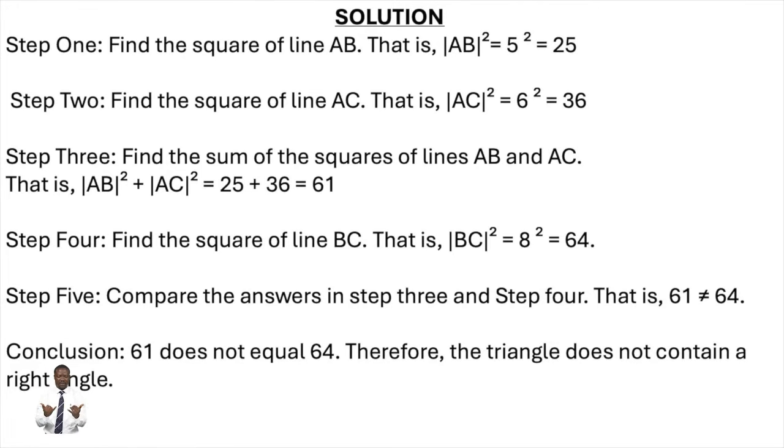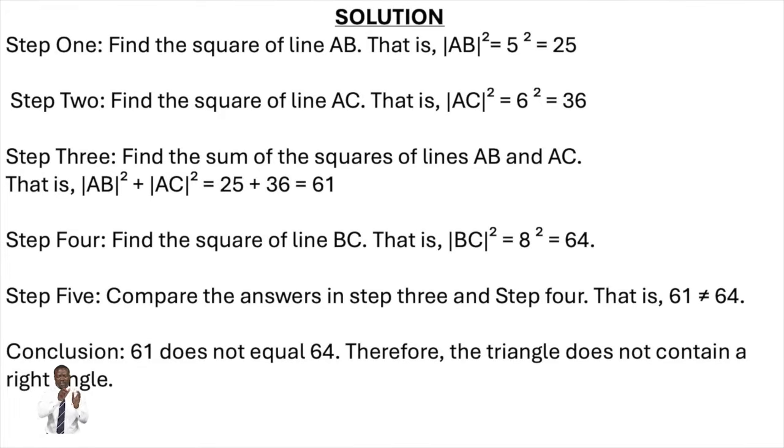So the third step, putting the two together, 25 plus 36 gives us 61. This gives us the sum of the squares of the two shorter sides. Now let's look for the side that is the longest. That is BC. The magnitude is 8. So 8 squared gives us 64. The sum of the two shorter sides gave us 61.